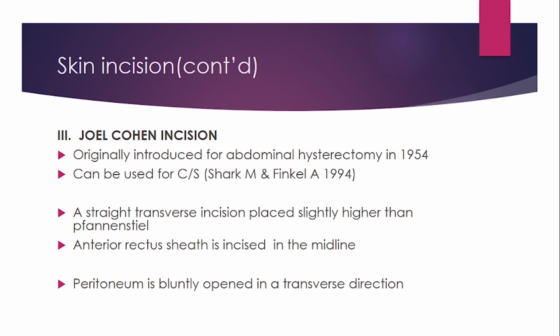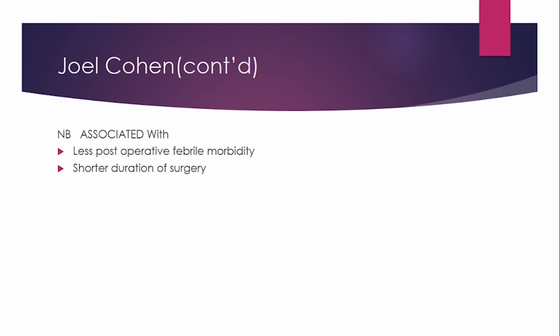So let's talk about Joel-Cohen incision. It was originally introduced in 1954. And of course, it can be used for cesarean section. What we do is that we make a straight transverse incision slightly higher than Pfannenstiel, usually maybe about 4 cm above the symphysis pubis. Then the anterior rectus sheath is incised in the midline. Then you open the peritoneum bluntly in a transverse direction. It's associated with less postoperative febrile morbidity, and the duration of surgery is shorter.